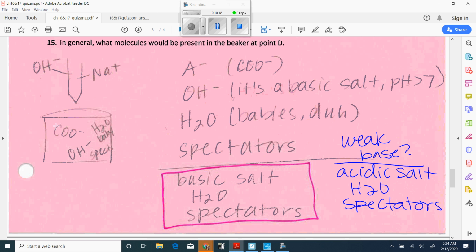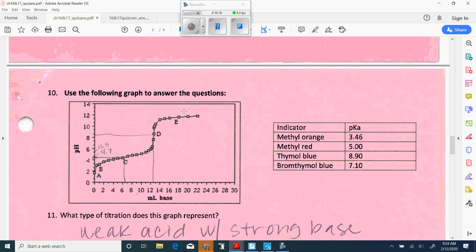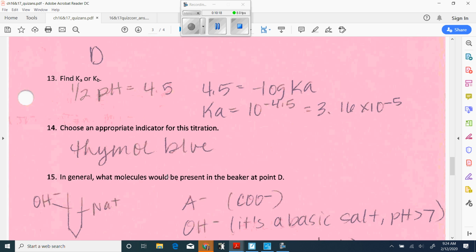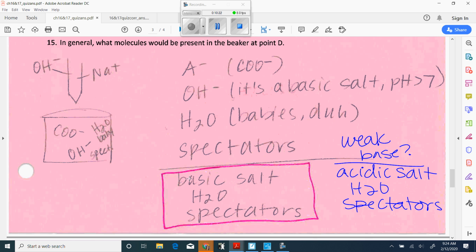I also know that I'm making a basic salt. I know I'm making a basic salt because the pH is greater than 7. And so I would, if I were you, just call it a basic salt. What's in the pink box would have been an acceptable answer. And then, of course, I have my spectators. Because my basic salt is this A and OH.